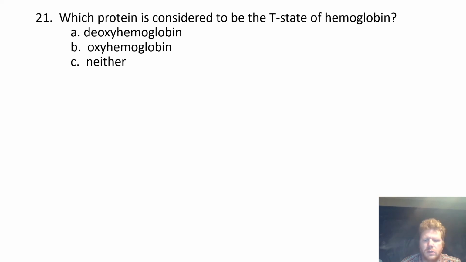That's your tense form of the protein. That is the deoxy form of the protein. So there is no oxygen bound. That's an inactive form of hemoglobin. So that is the T state. The R state is your fully oxygenated hemoglobin.